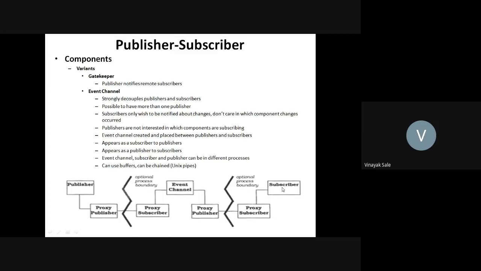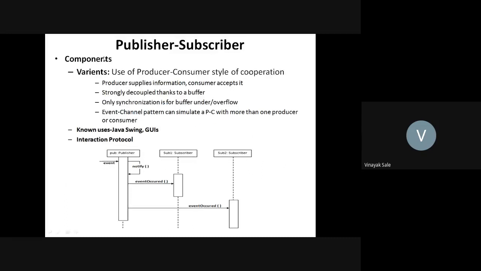Then the last part of this chapter: variants of the producer consumer style of cooperation. The producer supplies information, consumers accept it, strongly decoupled thanks to a buffer. The only synchronization is for buffer underflow or overflow. Event channel patterns can simulate a publisher subscriber with more than one producer or consumer.